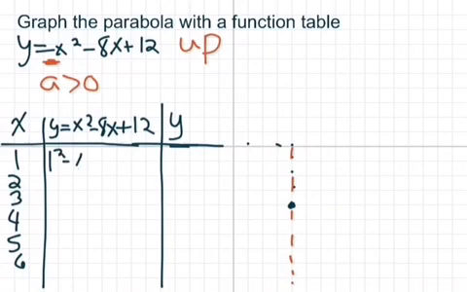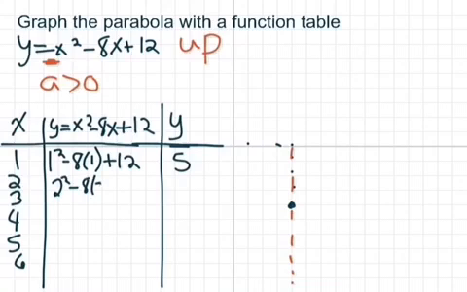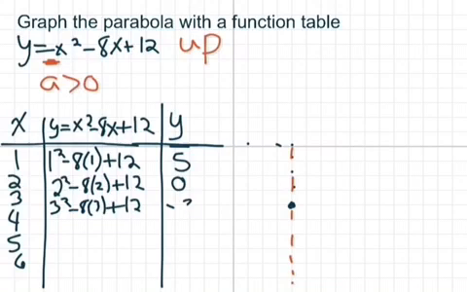So we're going to have 1 squared minus 8 times 1 plus 12, which is going to be 1 plus 12 is 13, minus 8 gives us 5. We'll put our next one in, 2 squared minus 8 times 2 plus 12, that's 4, plus 12 is 16, minus 16 is going to give me 0. We put 3 in, 3 squared minus 8 times 3 plus 12, that's going to give me 9. Minus 24 and plus 12 is going to give me a negative 12, and then my 9 minus 12 is going to give me a negative 3.